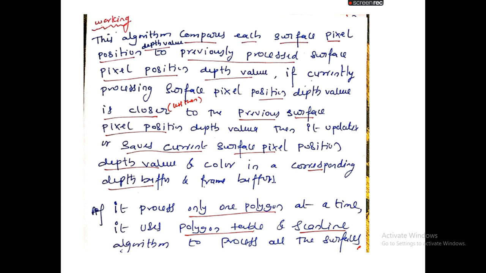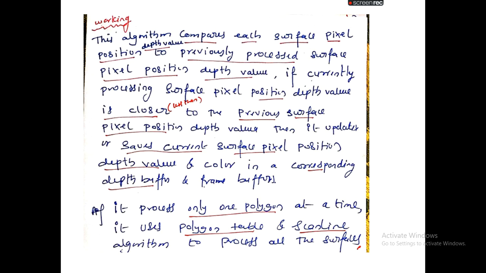Whenever you are processing each polygon, this algorithm processes only one polygon, or one surface, at a time. Assume that you have already processed one surface. After processing one surface, you stored two pieces of information in the two buffers.